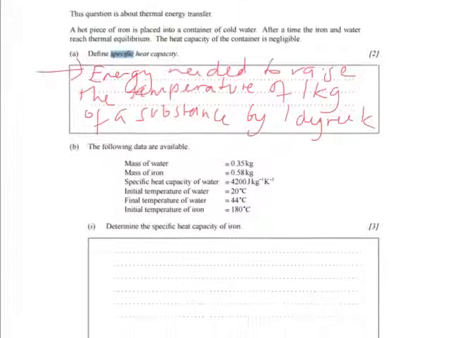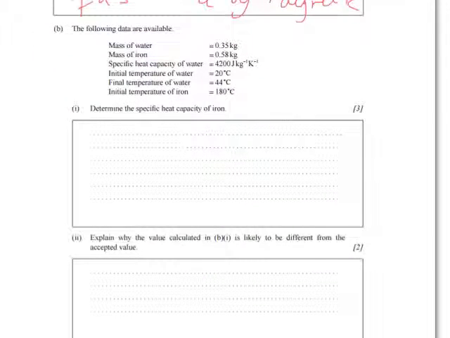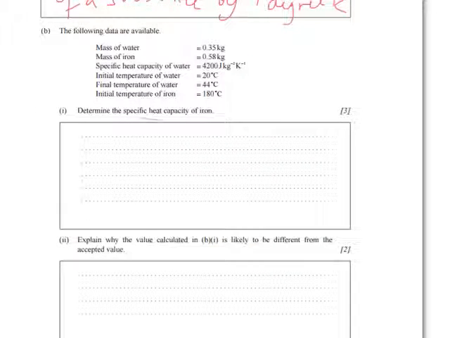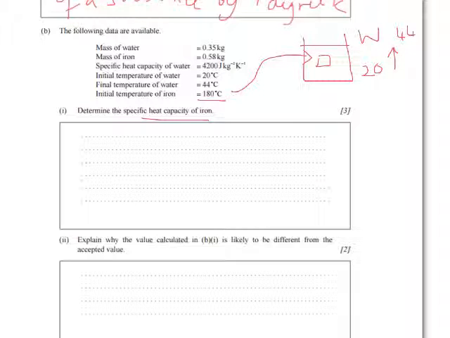Now we have some calculations. And we have a small amount of iron, which is heated up to 180 degrees, and then it's put into a beaker of cold water, like that. And the cold water, its temperature goes from 20 to 44. And what happens to the metal?